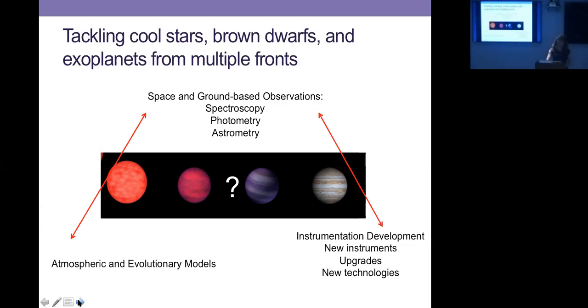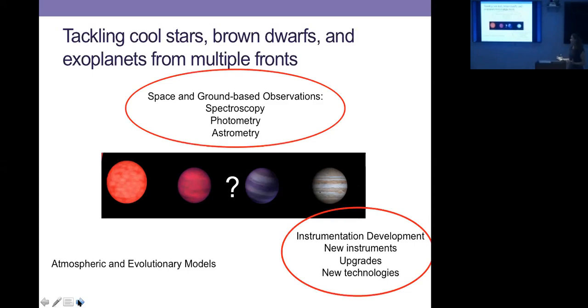For my thesis, I've basically focused on 2 fronts that I'm attacking these problems from. The first is taking observations and trying to understand those observations. The second is instrumentation development. And so my talk today is going to be in 2 parts. The first part is going to be about some observations that we took with Spitzer. And the second part will be about instrumentation development that we're doing in the lab at UCLA.